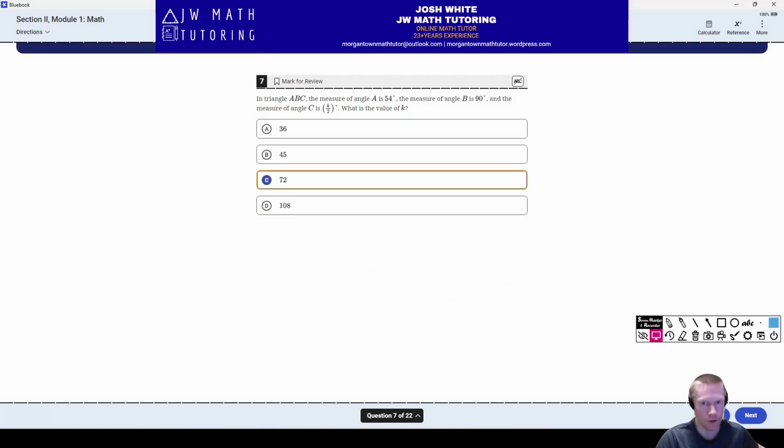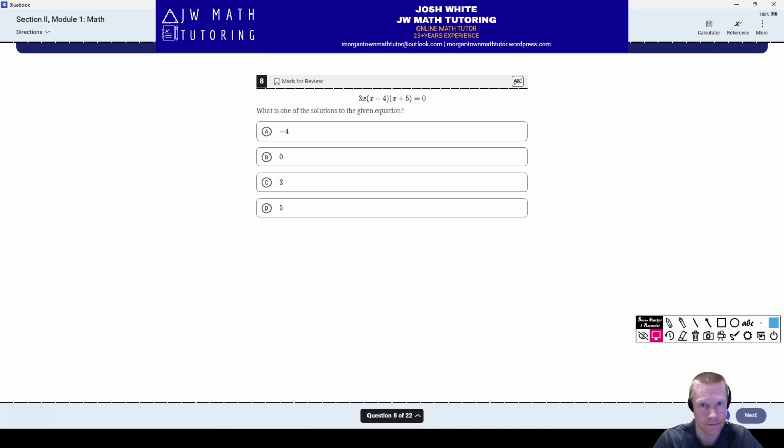But you could also back solve this. So in other words, start with A, divide 36 by 2, 18, add up 54 plus 90 plus 18. Is that 180? No. Move on to B. Plug in B, 45 divided by 2, 22.5. Add that up. Does it add to 180? No. Move on to C. So you could also solve it that way as well.